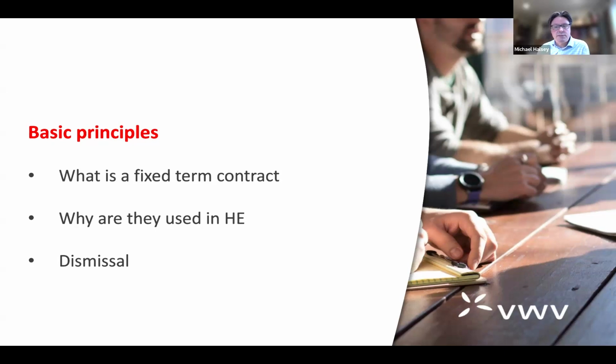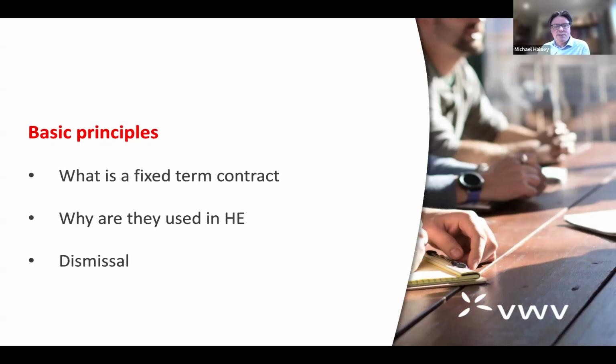So why are they used in HE? And I've slightly mentioned this already. Obviously, it's to create some certainty and flexibility in particular areas, particularly research, where it's linked to a particular project or funding stream. And I think also from experience in relation to maternity cover, sabbatical cover, and long-term sick cover.